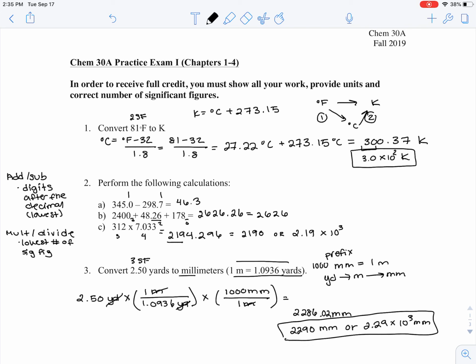So the key thing here is knowing, all right, you have yards and you wanted millimeters. You're given the conversion to go from yards to meters. So then you had to figure out what the prefix conversion is from milli. So deci, centi, milli are all smaller than your standard. Kilo is when you're then bigger.